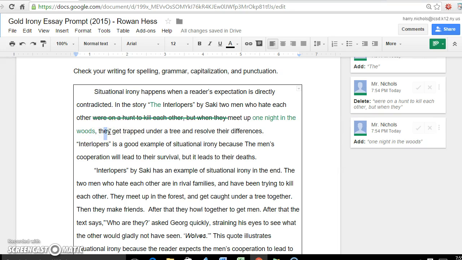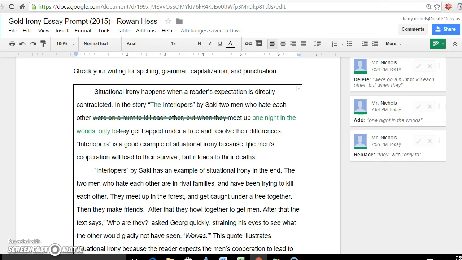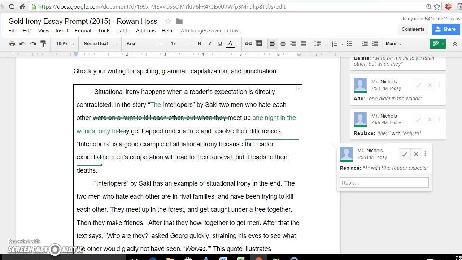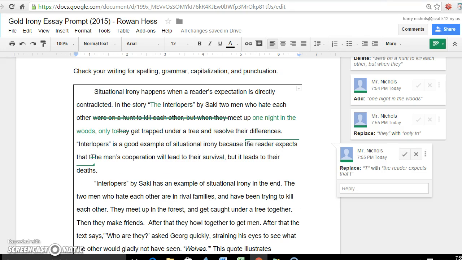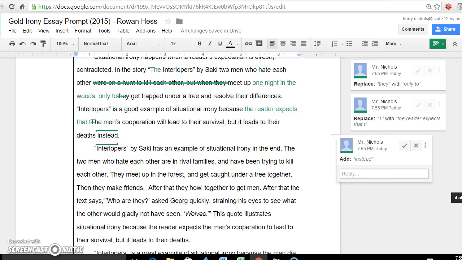We can then say, only to get trapped under a tree and resolve their differences. The Interlopers is a good example of situational irony because the men's cooperation. We need to say that the reader expects, right? That the men's cooperation will lead to their survival, but it leads to their deaths, and maybe it might be nice to say it leads to their deaths instead, right? Just to really drive home this idea of contradiction.